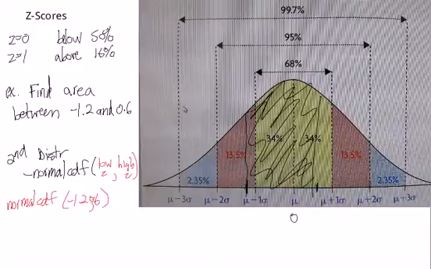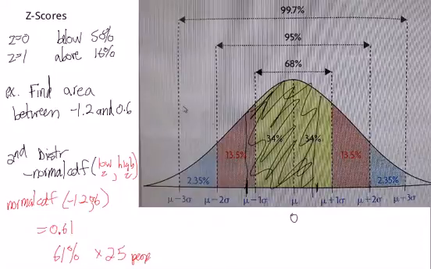So for normal CDF, negative 1.2, comma 0.6, we put that in our calculator, we get an answer of 0.61. So what that means is we would have 61% of the data in between that range. Let's suppose this was test marks, and 61% of our class is going to be in that range. Let's suppose there was 25 people in the class. If I wanted to know how many people that represents, we just times it by the number of people. So 0.61 times 25 tells us roughly 15 people. So 15 out of the 25 people would equal the 61% of the data.